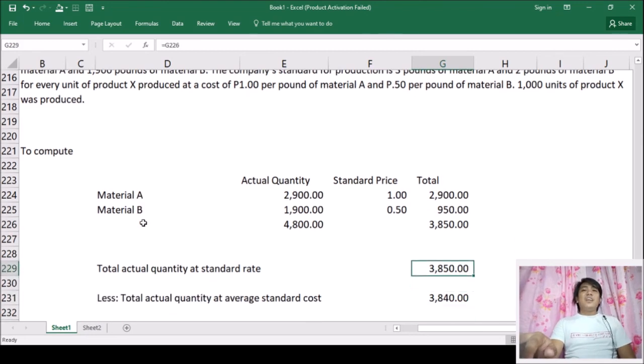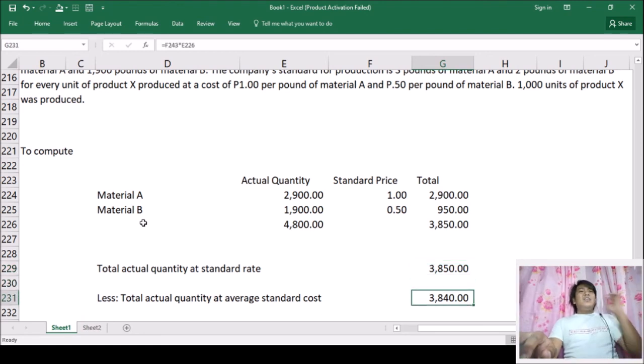Nagamit ko yung 3,850. Again, para makompute muna yung material mix variance or the labor mix variance, kunin mo muna si total actual quantity at standard rate. Kung labor mix variance yan, the total actual hours at standard rate. Okay? Next, kunin mo yung total actual quantity at average standard cost. Problema mo ngayon, paano i-determine yung average standard cost? Okay?